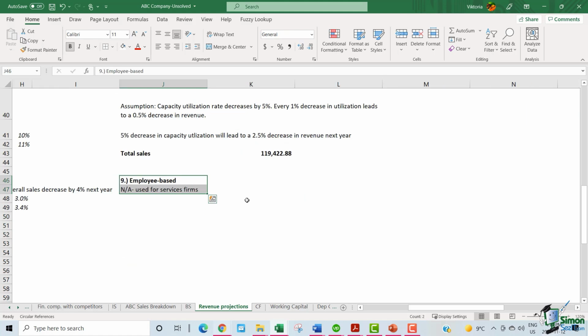Then we have the employee-based revenue projection approach. It's not applicable for ABC because it's primarily used for service firms such as auditors, professional services organizations, or law firms. Modeling is usually based on net staffing or revenue per employee. There can also be more detailed models, such as models that include seniority of employees and other factors affecting prices.